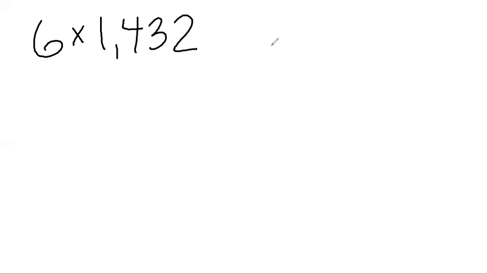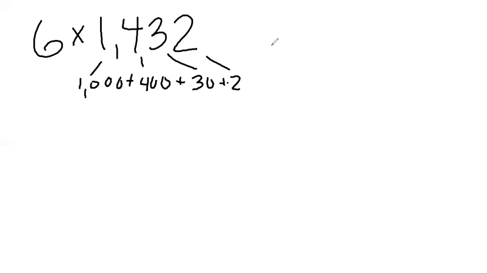Okay, let's break apart our 1,432 into expanded form. 1 in the thousands is worth 1,000. Plus 4 in the hundreds is 400. Plus 3 tens is 30. Plus 2. So now I have 1,000 plus 400 plus 30 plus 2, right?